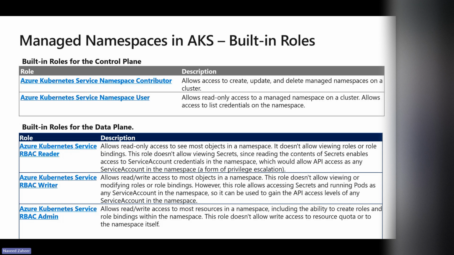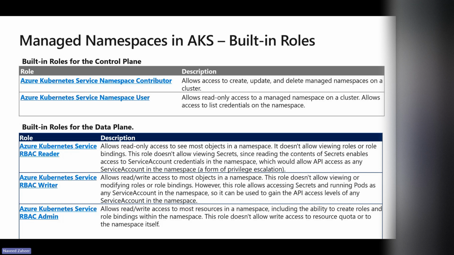So first of all, there are two key roles. One is the control plane role. Okay, so the control plane roles are the Azure Kubernetes Service Namespace Contributor, which can create namespaces, and the second role is the Namespace User, which can list namespaces, but they cannot change anything. Okay, so just keep that in mind.